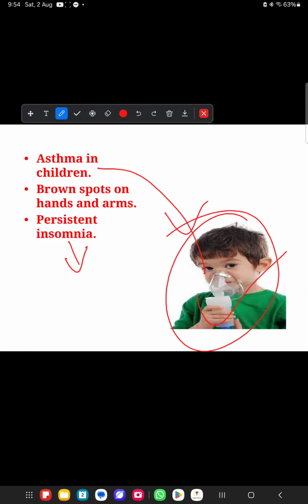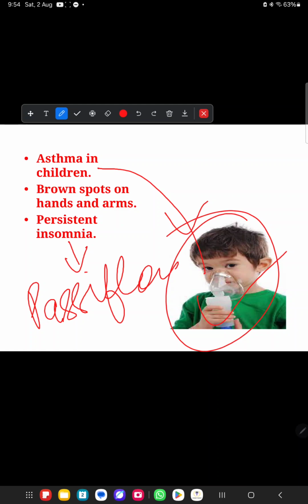Okay, but can anyone tell me a specific medicine for insomnia? Can anyone tell? Passiflora. Passiflora is the medicine. Okay, if the patient has been taking morphine and after the morphine the patient is having insomnia, then we can think about this medicine, Passiflora incarnata.